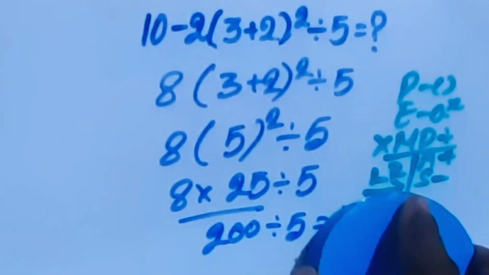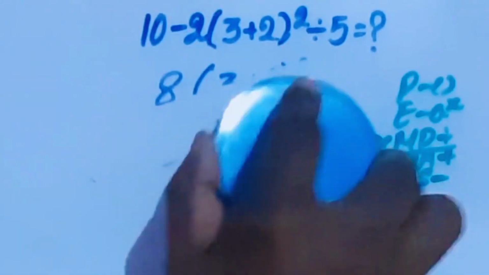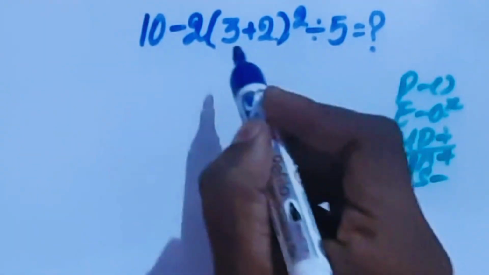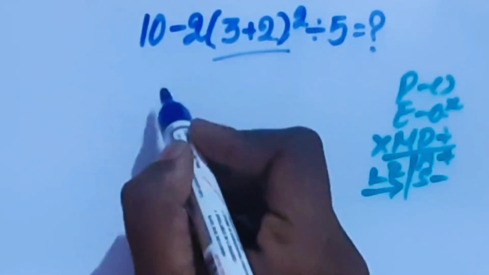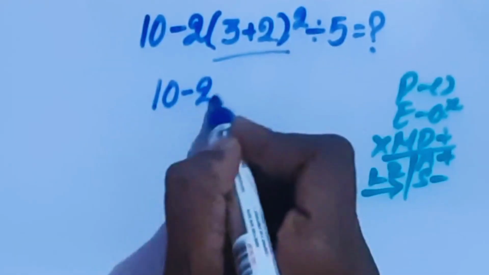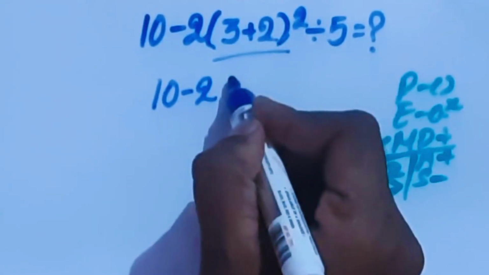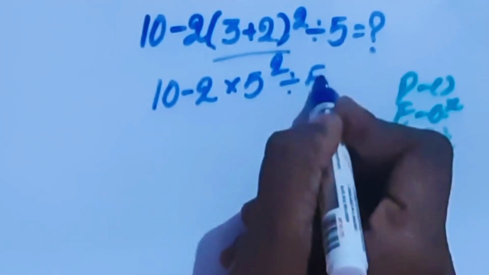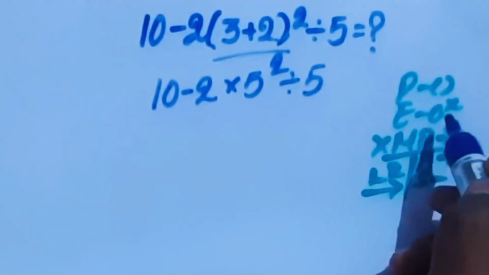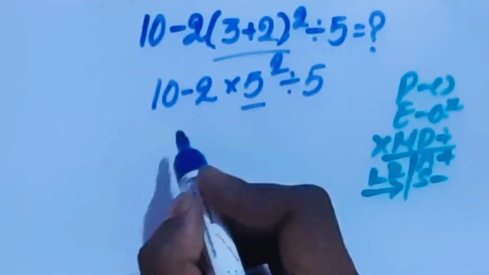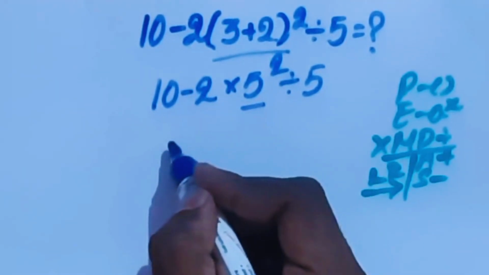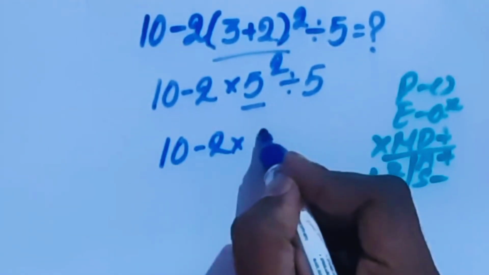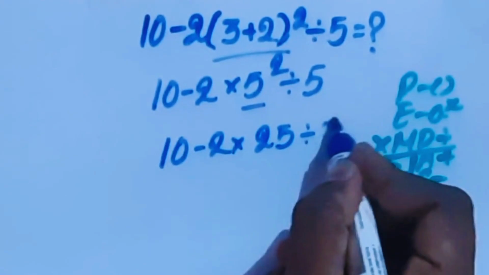Now we are going to solve this problem the correct way using the order of operations PEMDAS. As per PEMDAS, brackets have higher priority, so we have to do the bracket before any other operation. So 10 minus 2 times (3 plus 2), which is 5 to the power of 2, divided by 5. The next priority is exponent. Here we have 5 to the power of 2, so we have to do this before any other operation. So 10 minus 2 times 5 squared, which is 25, divided by 5.